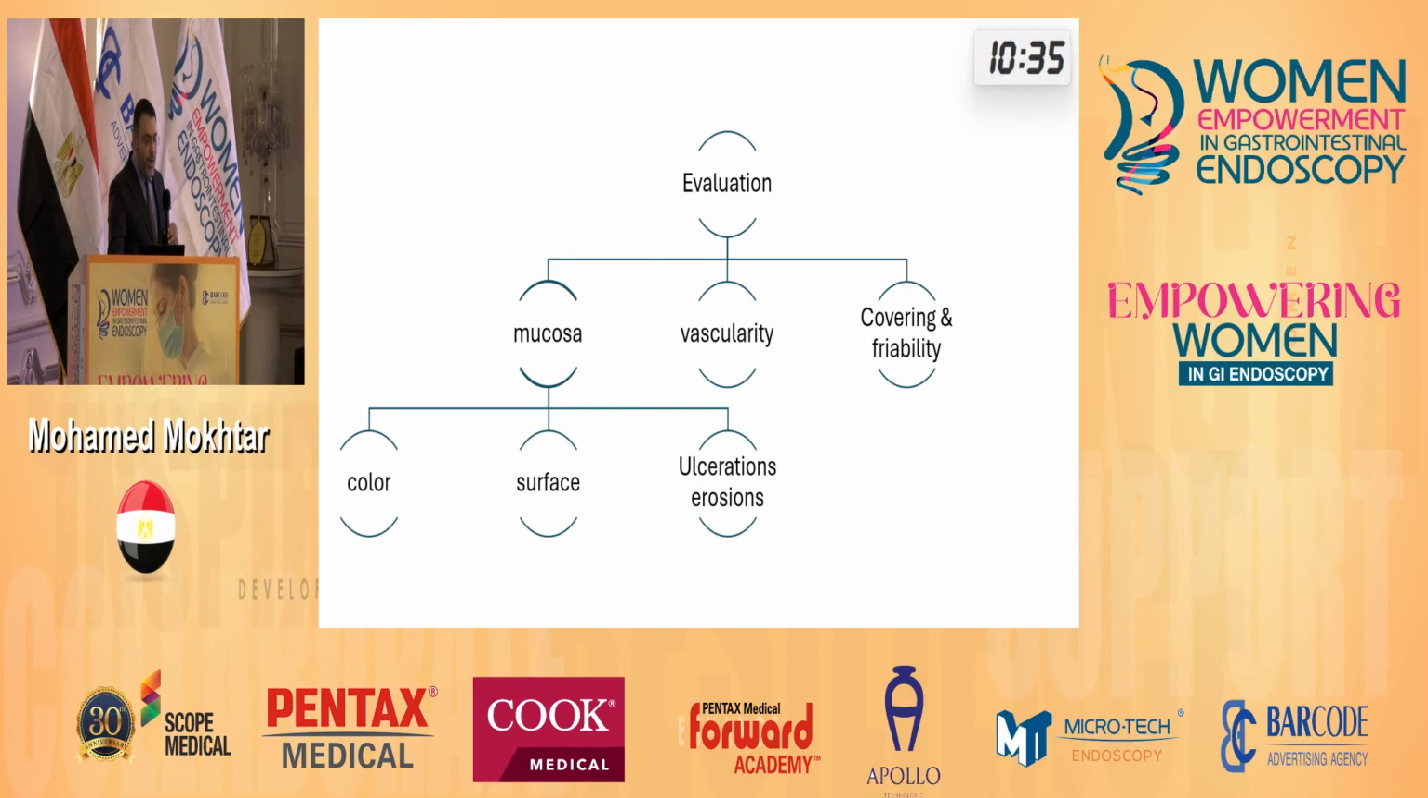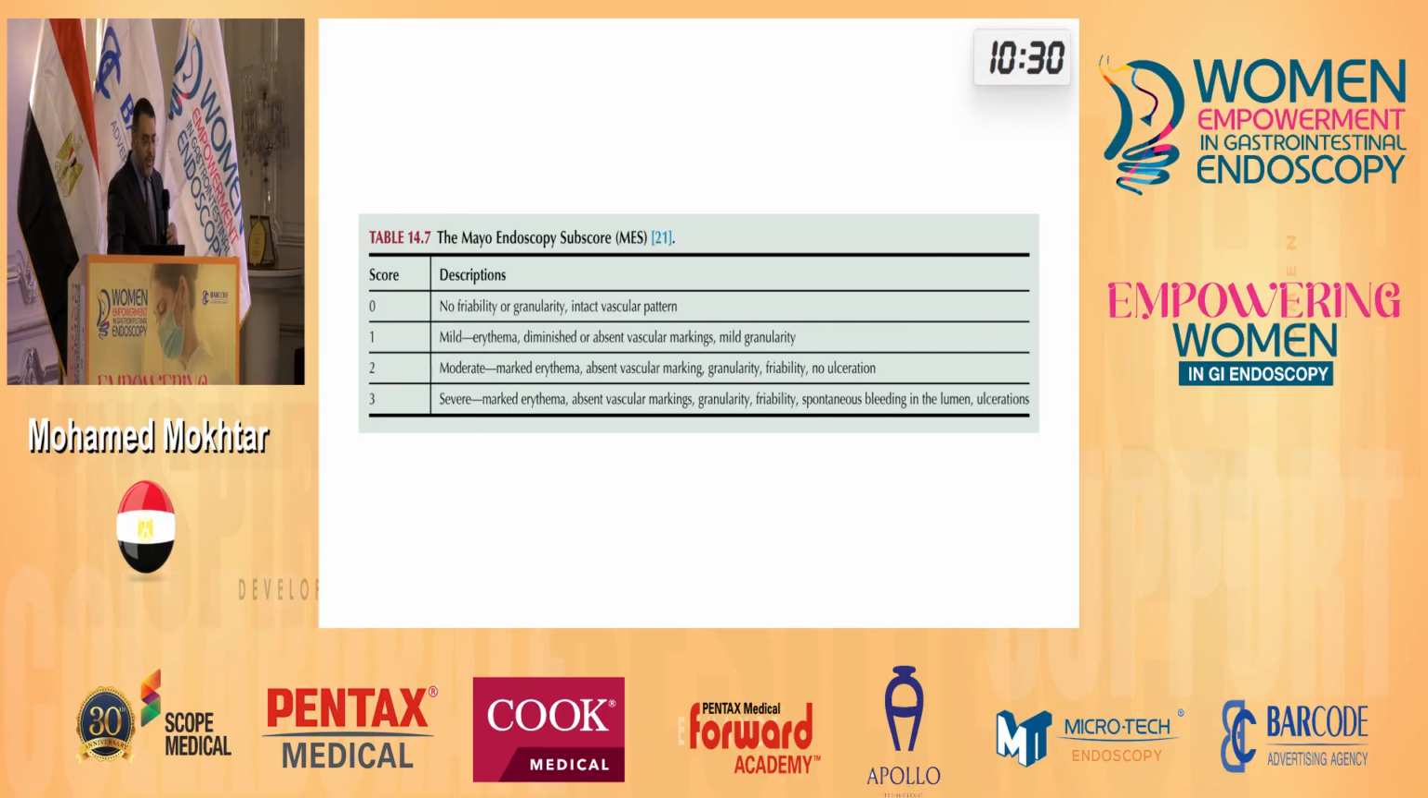Back again to our lesion: mucosa, vascularity, friability, color, surface, and ulceration. The Mayo endoscopic score has just four numbers: 0, 1, 2, and 3. If you have an ulcer, go directly to Mayo endoscopic score 3. If there is no ulcer, it's 0, 1, or 2. Marked erythema is Mayo endoscopic 2. Mild erythema and granularity is Mayo endoscopic subscore 1. If there is no erythema and the mucosa is normal, it's Mayo endoscopic 0.